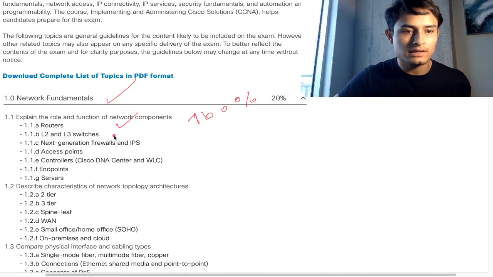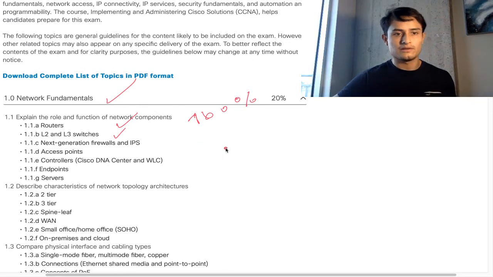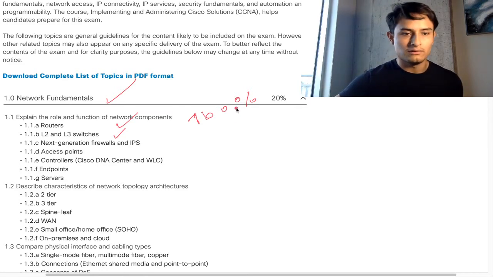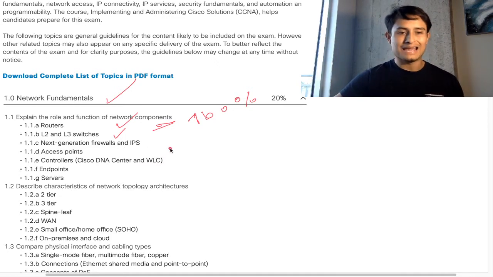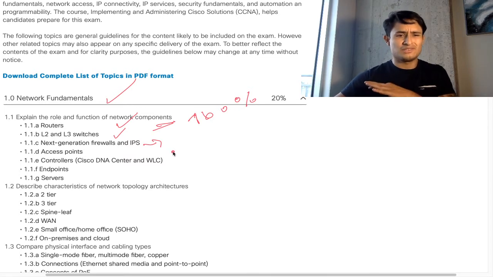You need to know pretty much everything about routers. Now the second thing, layer 2 and layer 3 switches. You need to know port security, MAC address tables, EtherChannel, and so on. I'll be showing you here. These two things you need to know 100%. Now, next generation firewalls and IPS. I would just read some information on it and make sure you understand it. You don't need to practice anything for this.